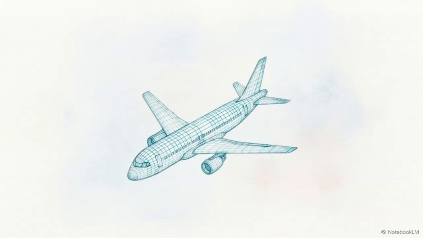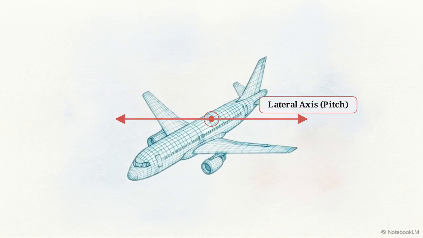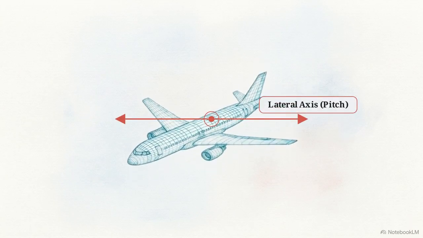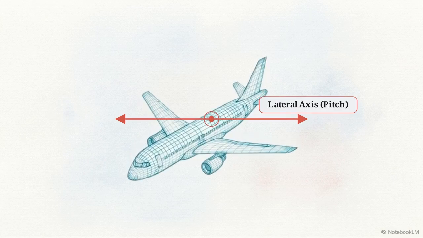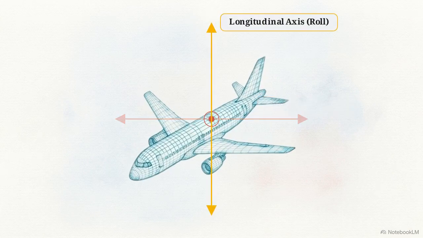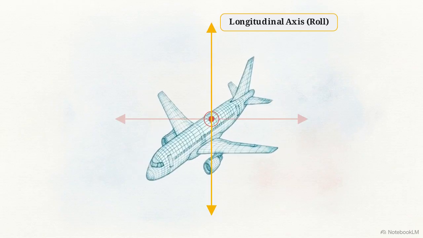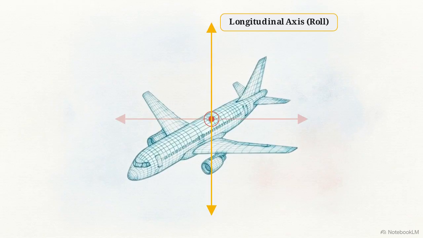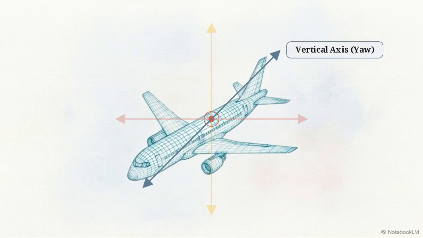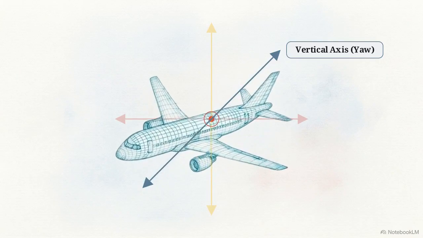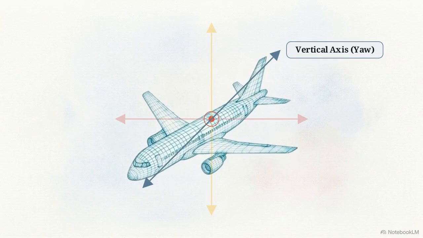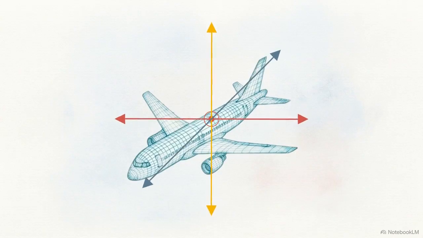This motion is tracked along 3 rotational axes that intersect at the aircraft's center of gravity. Pitch describes rotation around the lateral axis, running wingtip to wingtip, which points the nose up or down. Roll refers to rotation around the longitudinal axis, running from nose to tail, which controls how far the aircraft banks to either side. Yaw is the rotation around the vertical axis, which determines if the nose points left or right.